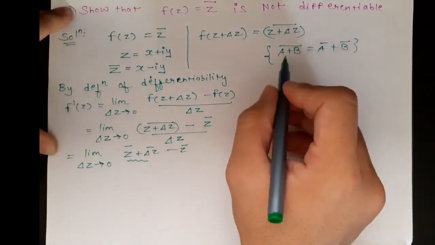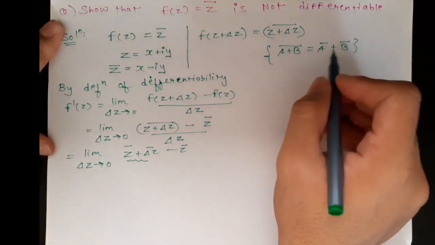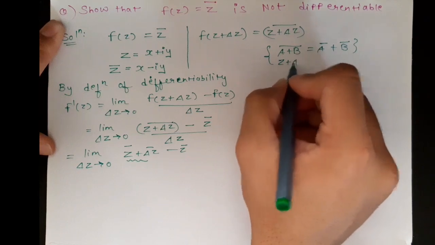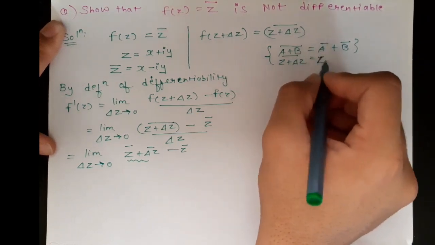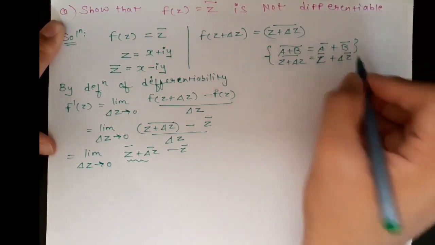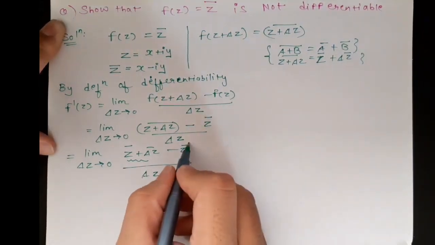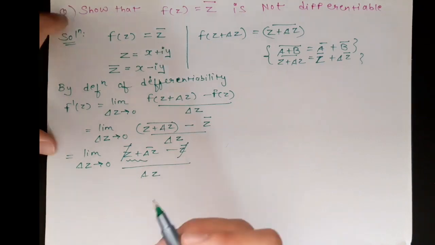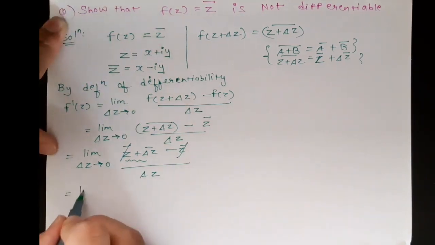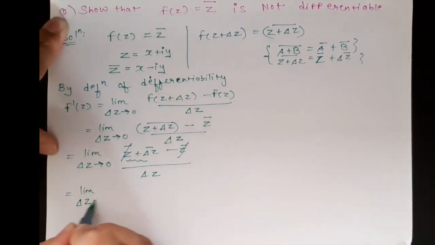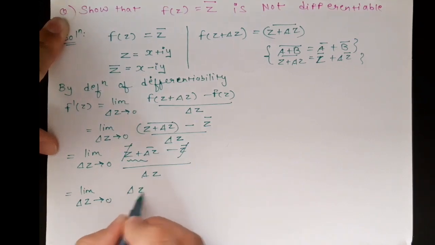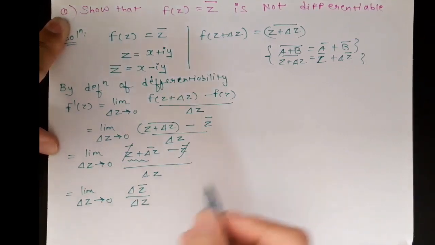So this is (z bar + delta z bar) minus z bar. How did this come? As we know, (a + b) the whole bar is equal to a bar plus b bar. Similarly, (z + delta z) the whole bar is equal to z bar plus delta z bar, upon delta z. So the minus z bar and the positive z bar get cancelled. We will get the limit as delta z tends to 0 of delta z bar upon delta z.